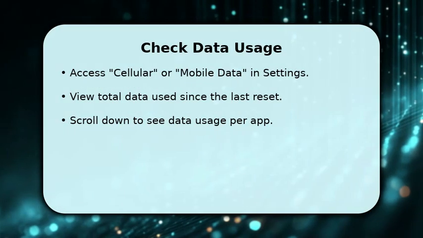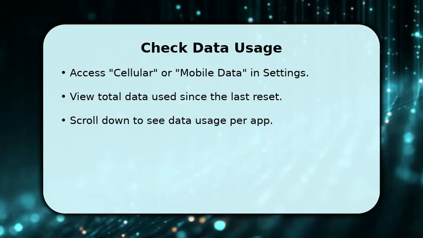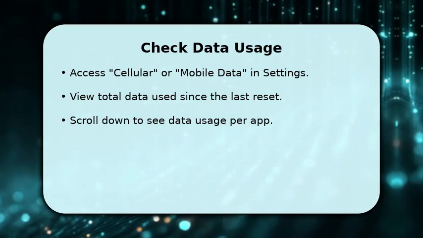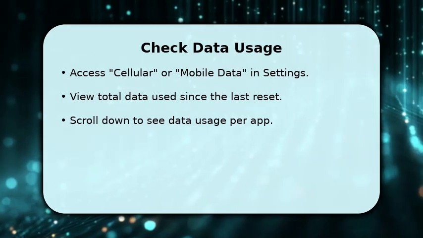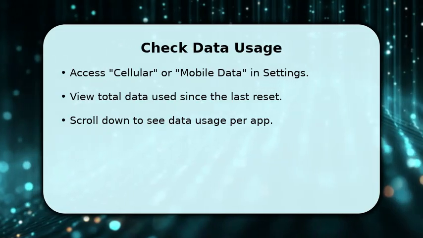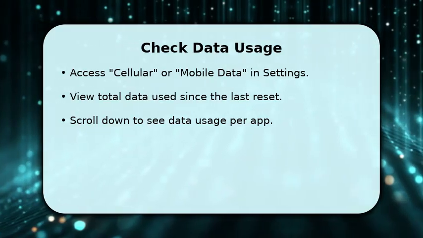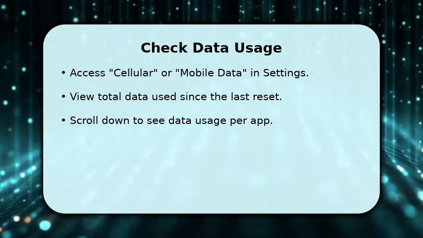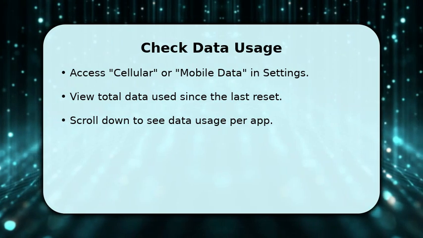To check your data usage, open the Settings app and tap on Cellular or Mobile Data. Here, you'll find a comprehensive overview of your data consumption. You can see the total data used since your last billing cycle or manual reset. Scrolling down further reveals a detailed breakdown, showing exactly how much data each individual application has consumed. This information is invaluable for identifying data-hungry apps and making informed decisions.